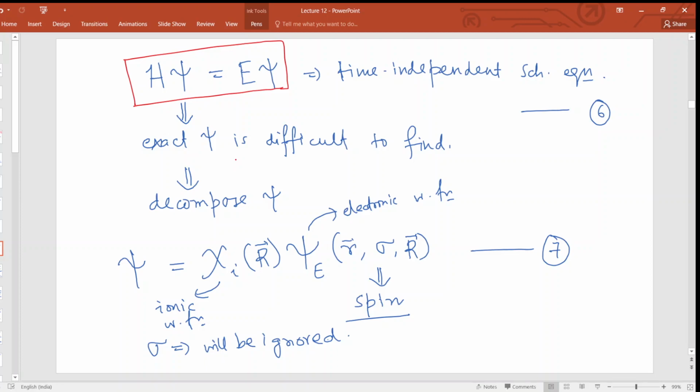Now, as we have been explaining for the last two classes, finding the exact psi for such a system is difficult. So we have to decompose psi. How will we do it? We take the contribution from different components. Let's say psi will be a product of two different terms. One is chi of capital R, the ionic wave function, and then we have psi_e of r, sigma, R. This is the electronic wave function, and it contains the position part and the spin part also. But for the moment we will ignore the spin part.